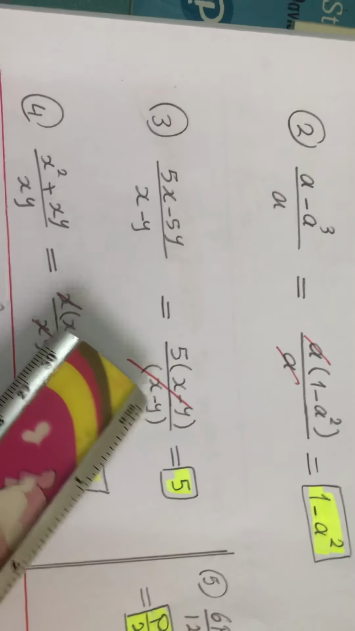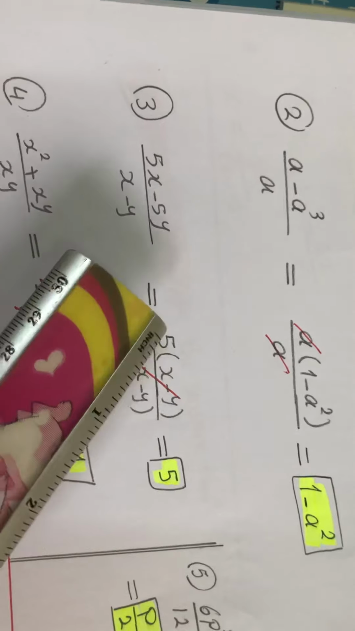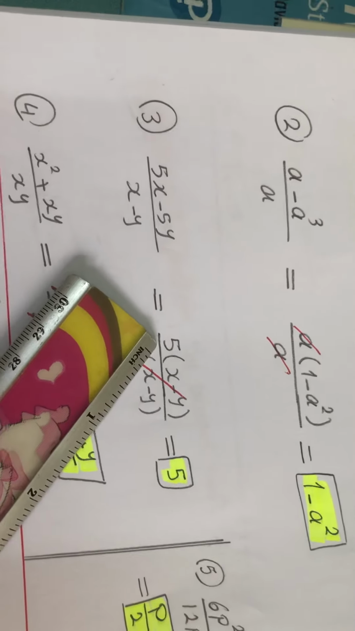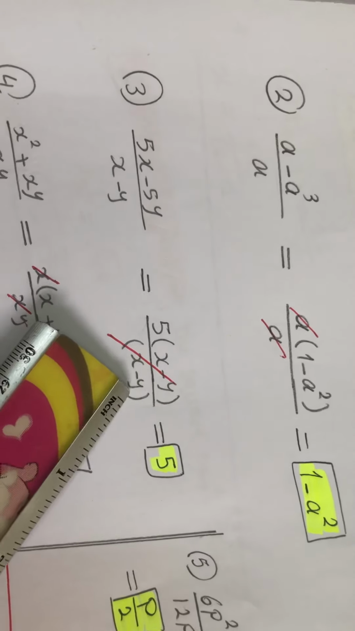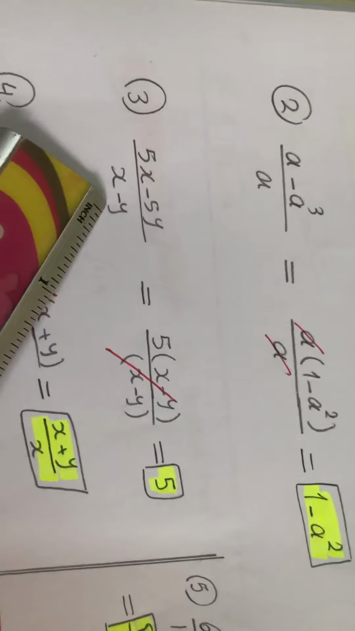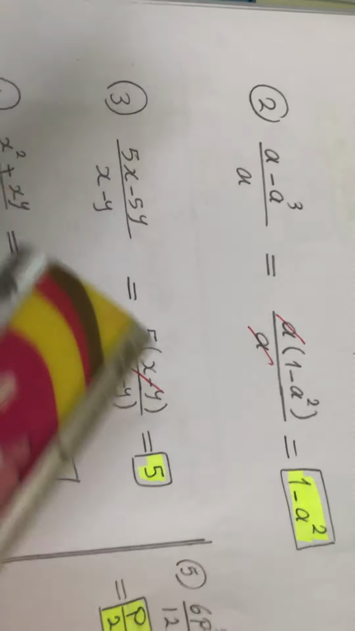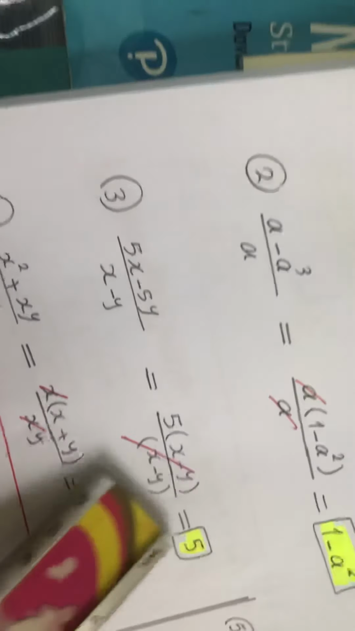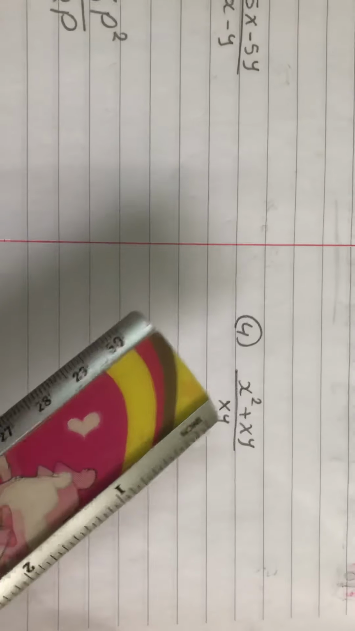Is it allowed, teacher? Yes, allowed. Because the upper x minus y is multiplied by 5. You can simplify in case of multiplication. You have brackets x minus y divided by brackets x minus y. But teacher, we don't have brackets here. Put brackets, no problem. Okay, like this. So what is the answer? Just 5.